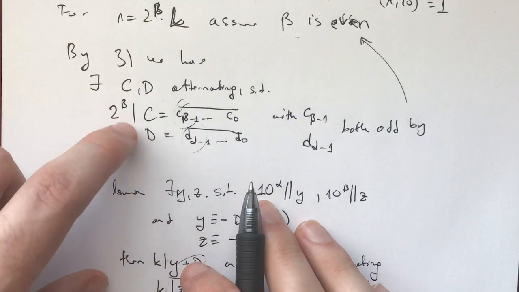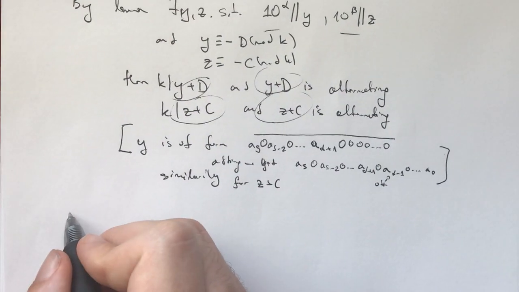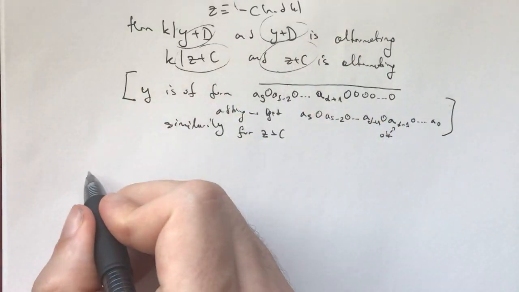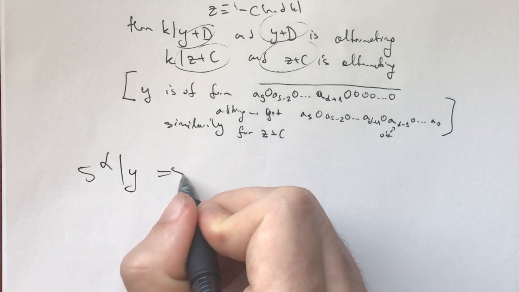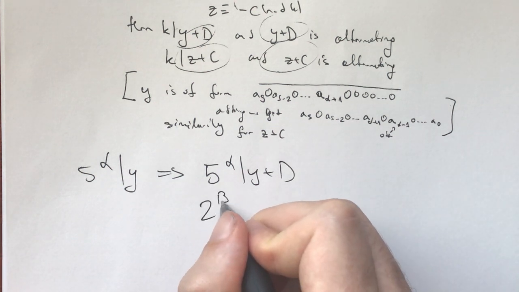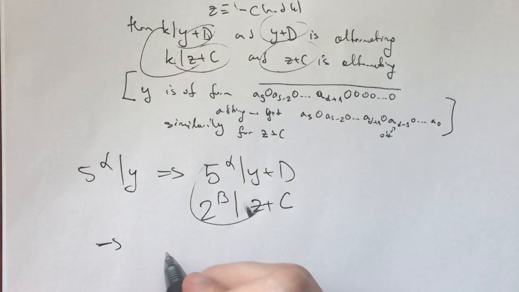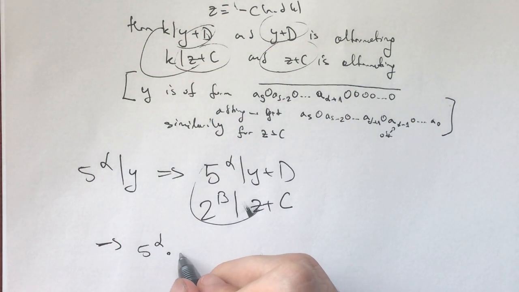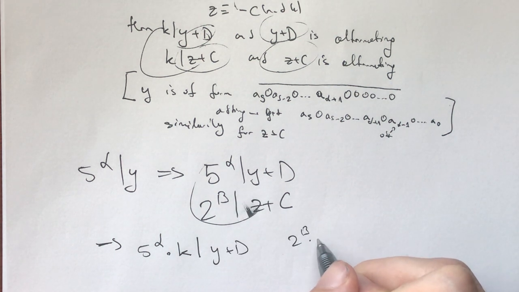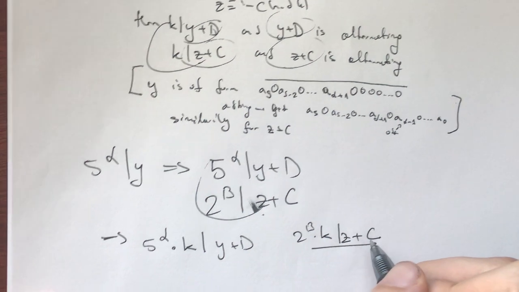And because we also have that, because of these two things, what do we need for y? Because we're adding it to d, we need 5 to the alpha. We have 5 to the alpha divides y, which implies that 5 to the alpha divides y plus d, and 2 to the beta divides z plus c. And now both of these things imply that 5 to the alpha times k divides what? Y plus d. And 2 to the beta times k divides what? Z plus c. And with this we are done.